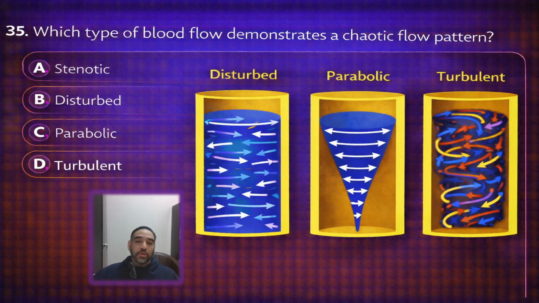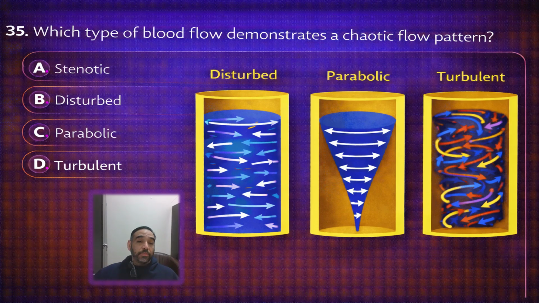So let's look at why the other answers are wrong. A says stenotic. Stenotic flow occurs at a narrowing, so it may lead to turbulence downstream, but stenotic describes location versus cause, not the flow pattern itself. So not all stenotic flow is chaotic, especially at the throat where velocity is highest but still organized.